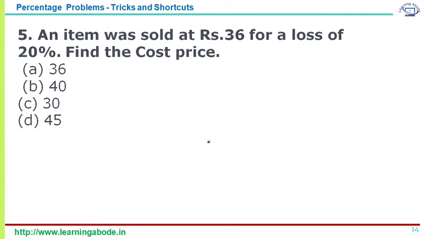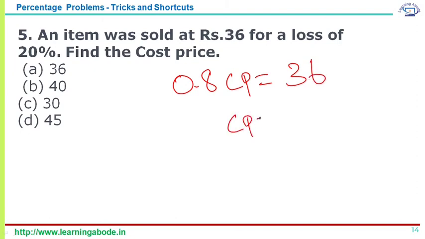One more question. An item was sold at 36 rupees for a loss of 20%. Find the cost price. A 20% loss, you can write as 0.8 of cost price. Now that's 36 rupees. So cost price is 36 by 0.8. Now that's 45 for you. That's answer option D.